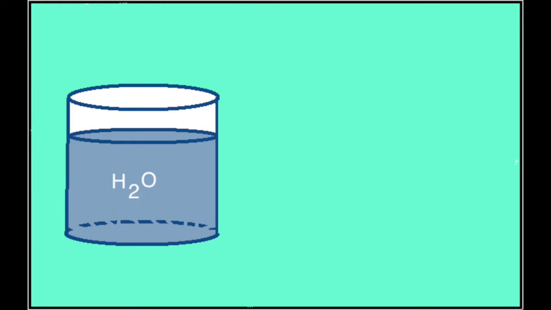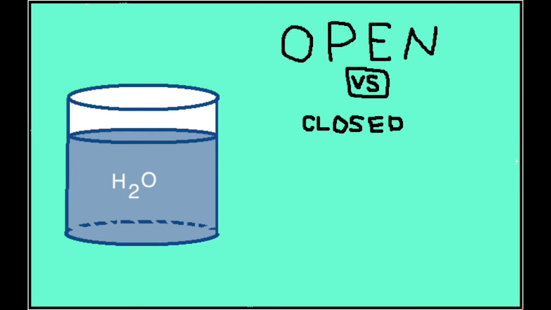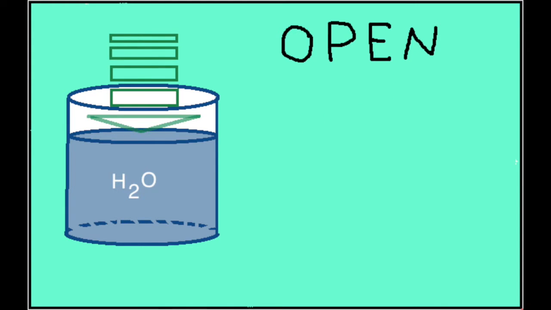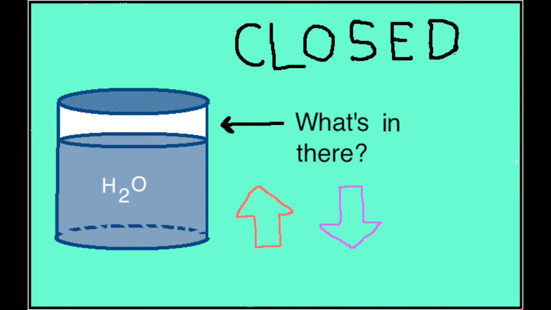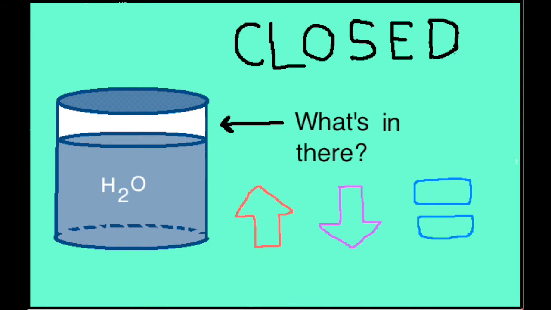Now let's look at the tank of water. For liquids in a tank, the pressure will mainly be affected by whether the top of the tank is open or closed. When the tank is open, the atmosphere will push down on the surface of the liquid. When the tank has a lid, the pressure will be affected by what is contained in the space above the liquid. This area could contain gas with pressure that's higher, lower, or equal to the pressure of the atmosphere.